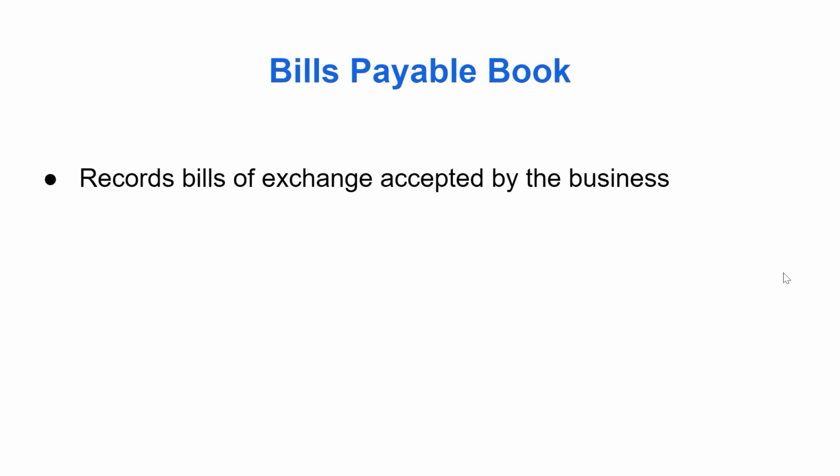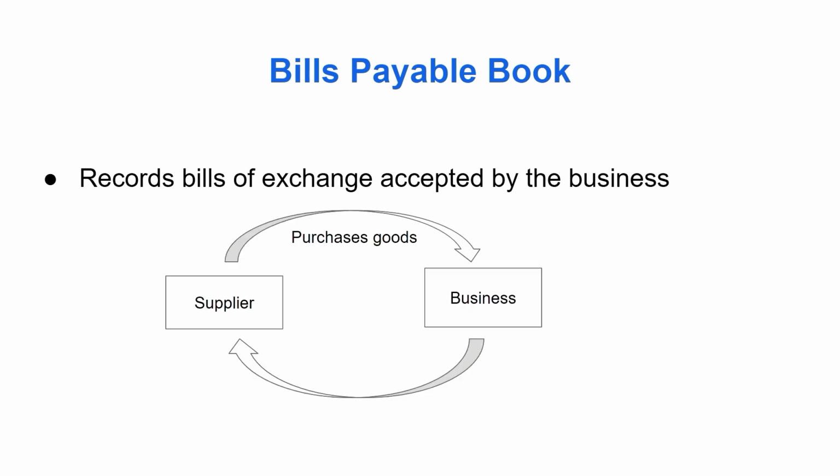Bills payable book records bills of exchange accepted by the business. Let's say if we purchase goods from the supplier and promise to pay in 30 days, it is called bills payable because we need to pay the supplier. In simple words, when we accept a bill and agree to pay the creditor after a fixed time, it is recorded in the bills payable book.